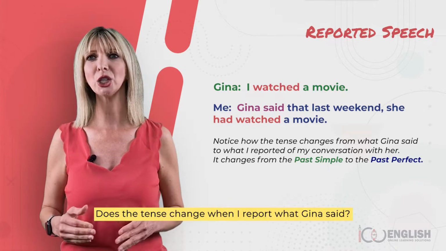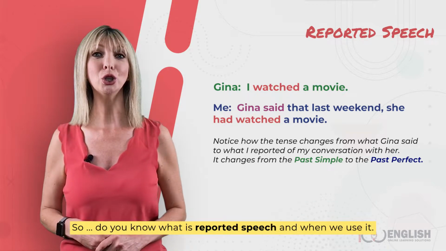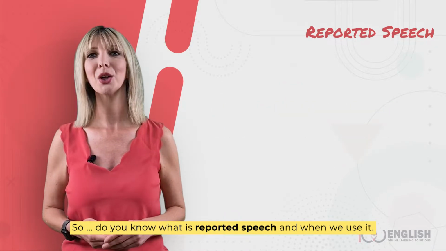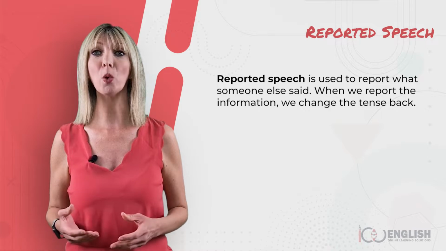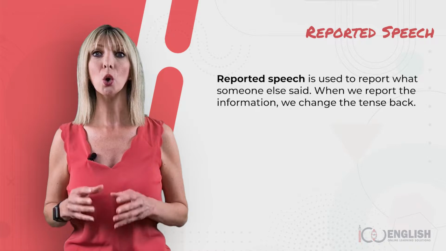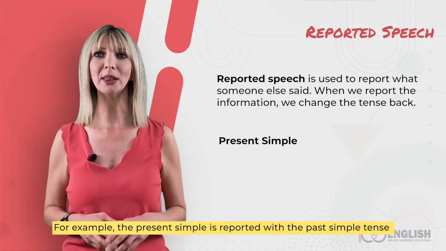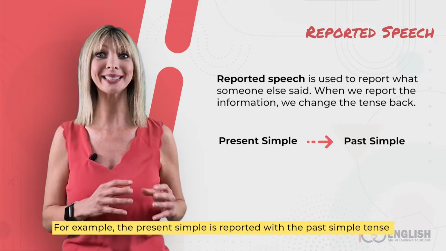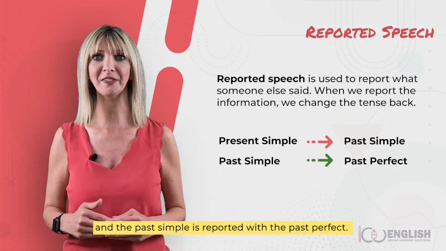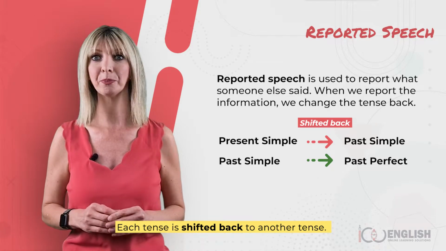Does the tense change when I report what Gina said? Yes. So do you know what is reported speech and when we use it? Reported speech is used to report what someone else said. When we report the information, we change the tense back. For example, the present simple is reported with the past simple tense and the past simple is reported with the past perfect. Each tense is shifted back to another tense.